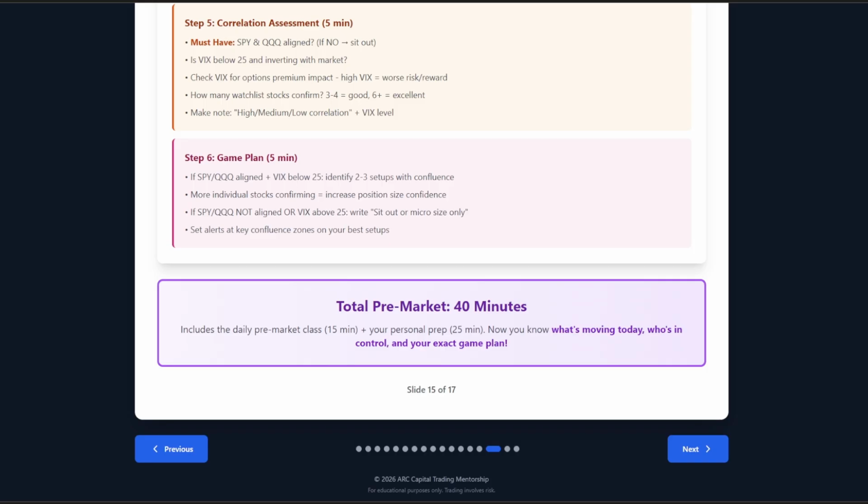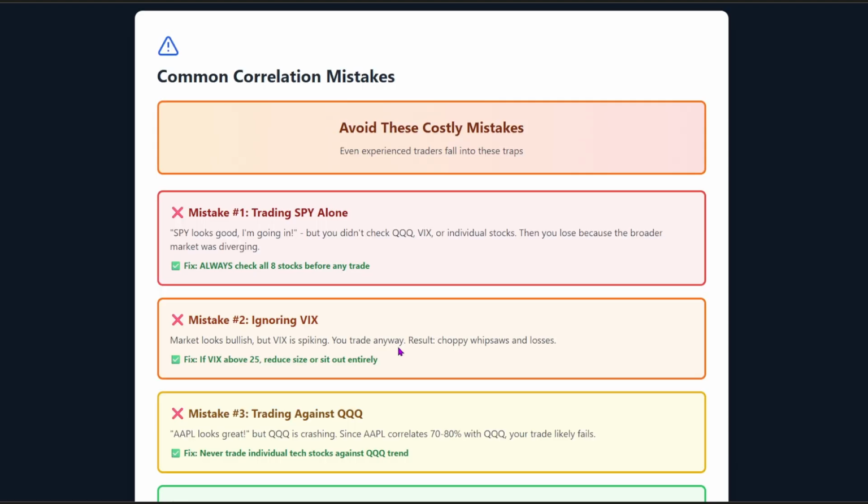Next slide here. Common correlation mistakes. Avoid these costly mistakes. Even experienced traders fall into these traps. So it's very important to be aware of these things, guys, right?